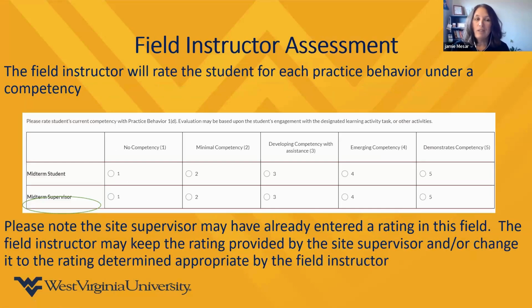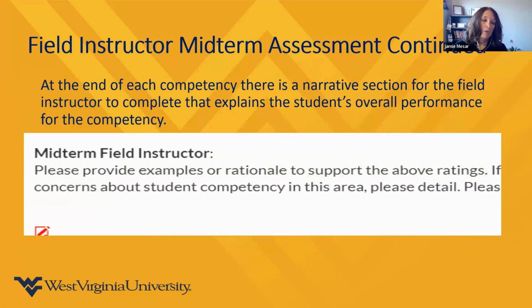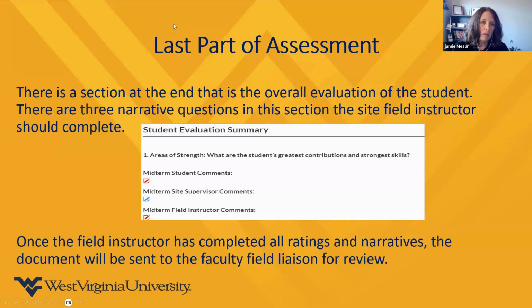And again, kind of the same thing, you're just rating the competency of the student. The big thing for the field instructor at this point is that you may already have a rating in there from a site supervisor that you could agree with or you can change. You will then, as the next slide shows, also have a narrative section, which you are going to relay again to the student in regards to why you provided the rating that you did and give very specific examples for this.